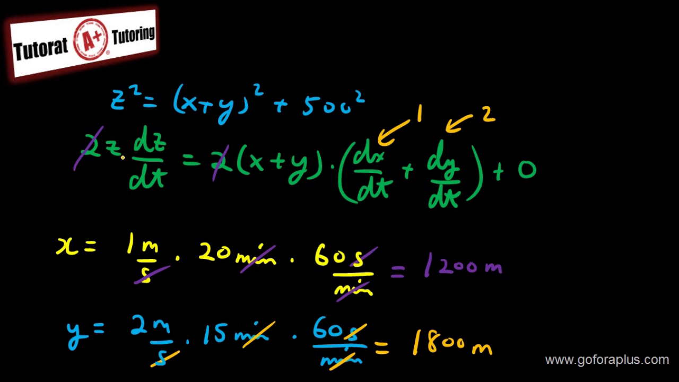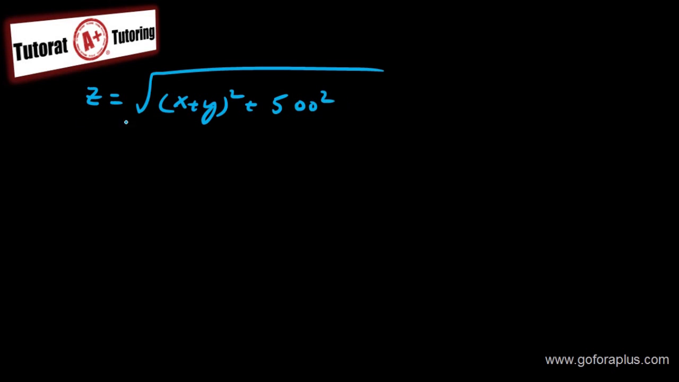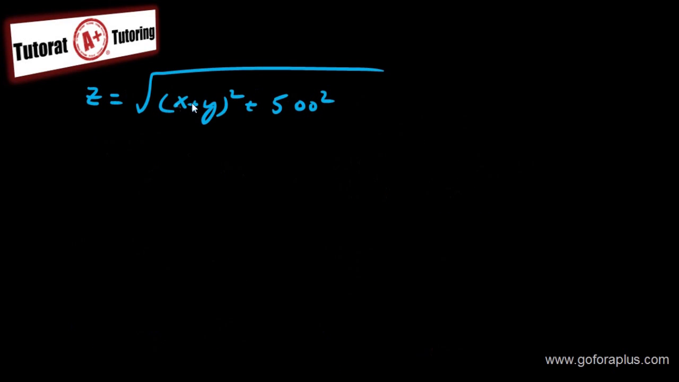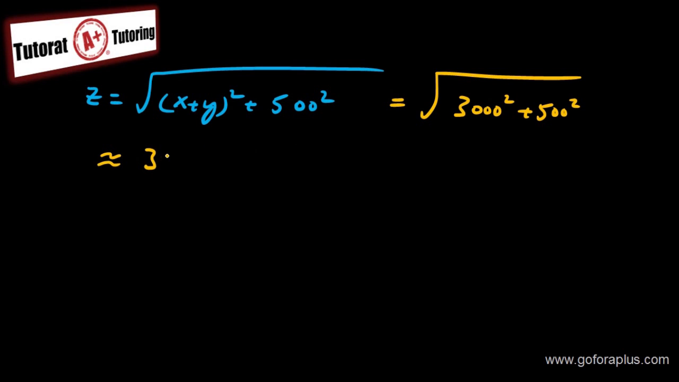Oh, I'm still missing z, right? So let's find out what z is. z equals the square root of (x plus y) squared plus 500 squared. That's basically from my equation that I derived. I just isolate my z, since I know what x is and what y is. So this is going to be the square root of 3,000 squared plus 500 squared, which is about 3,041.38 meters.